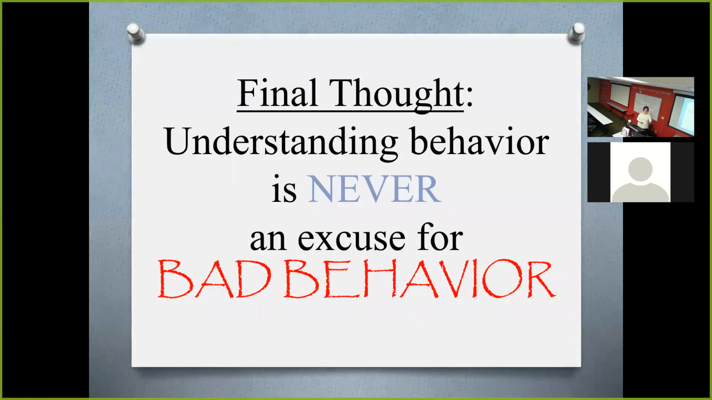Final thought. This is the key. Understanding your behavior is never an excuse for bad behavior. Just because you know you're a D doesn't mean you get excused for being a D. Just because you know this and you know that, that means now it's your turn to adapt. You have to go to them. You've got to learn how to adapt and go to the other side. That's the key of understanding behavior. And that's when your communication and your relationship will thrive.